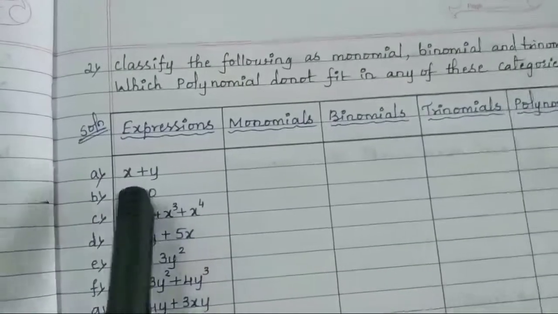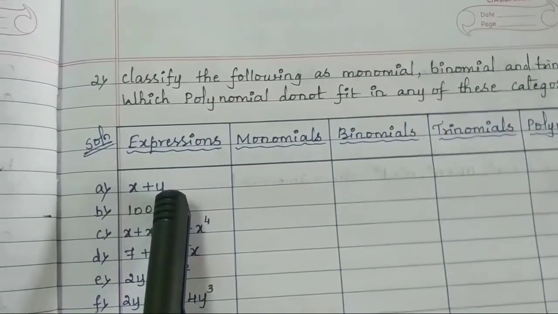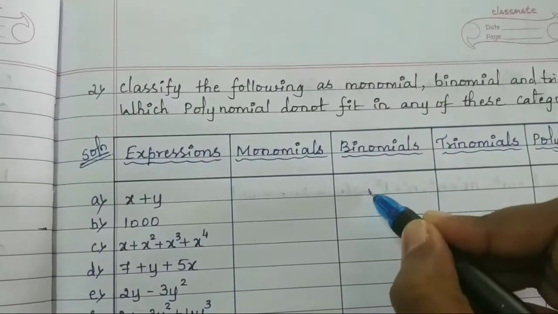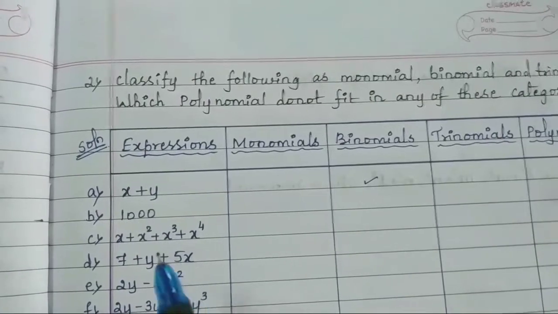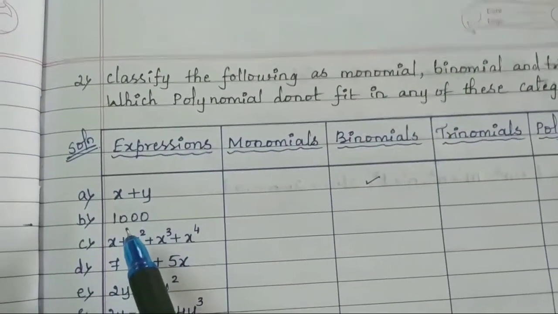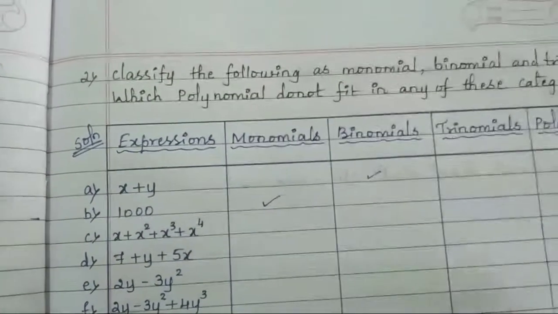Okay, so we have to check. This expression is x plus y. It is having two terms. It means it comes under binomial. So here we will just tick mark. Okay, this comes under binomial. Then the second one, there is only one term, that is 1000. So it will come under our monomial. Okay.